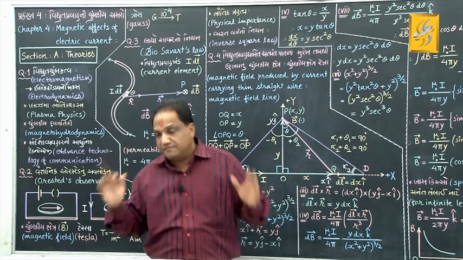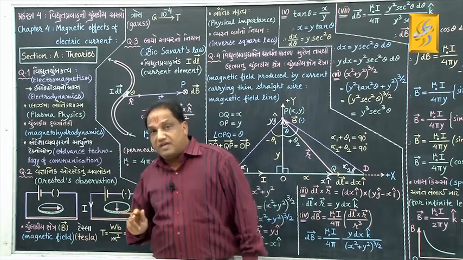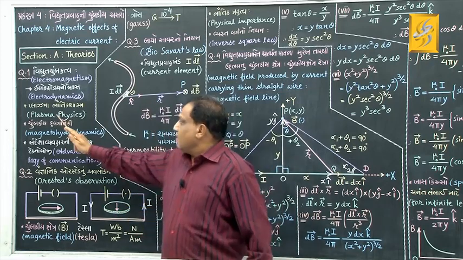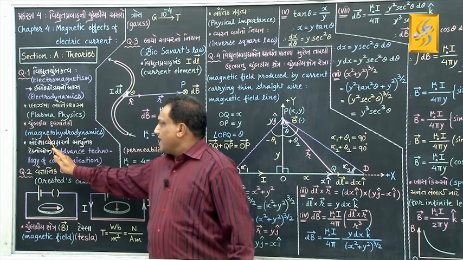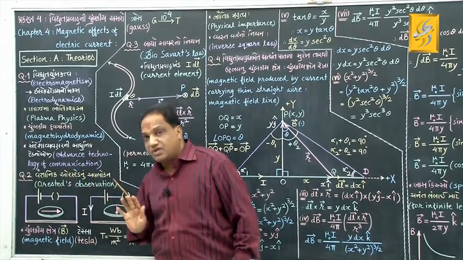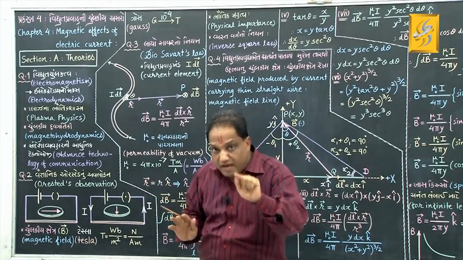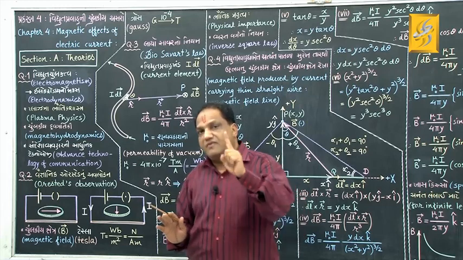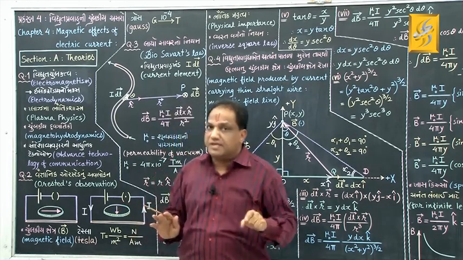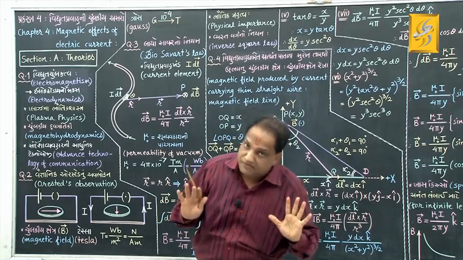Got it? Fine. Now this electrodynamics is specifically very useful in 3 fields: plasma physics, magneto-hydrodynamics and advanced technology of communication. In which 3 fields is the study of electrodynamics very useful? First is plasma physics, second is magneto-hydrodynamics, and third is advanced technology of communication. Got it? Fine.